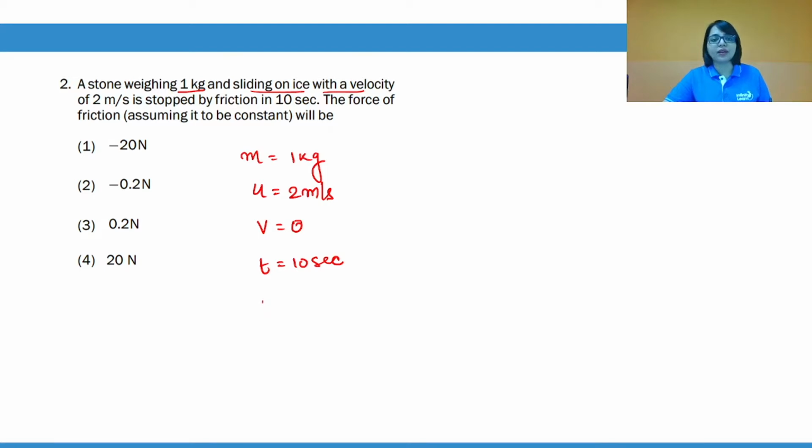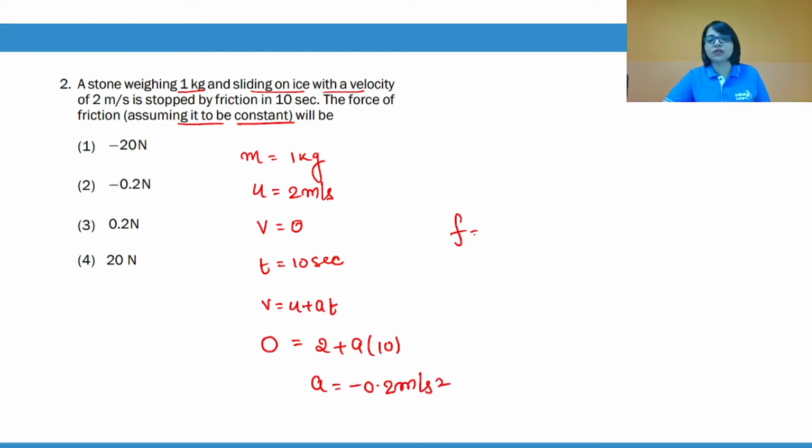So we can apply V is equals to U plus AT in this situation to find the value of A. Why? Because friction is given constant. For constant acceleration and retardation, we can apply equation of motion, right? So V is equals to 0, U is 2 plus AT is 10. So A will be minus 0.2 meter per second square, right? So force of friction will be M into A, that is 1 into minus 0.2, that is equals to minus 0.2 Newton, and correct answer is option 2.